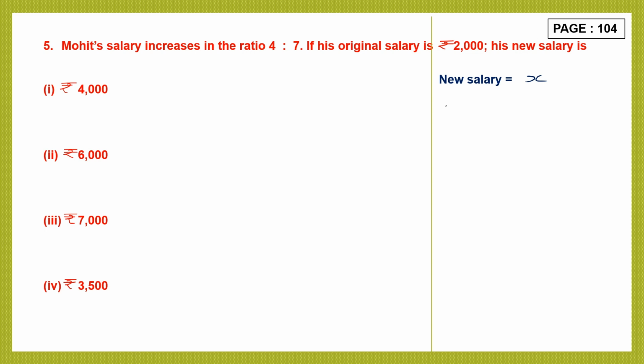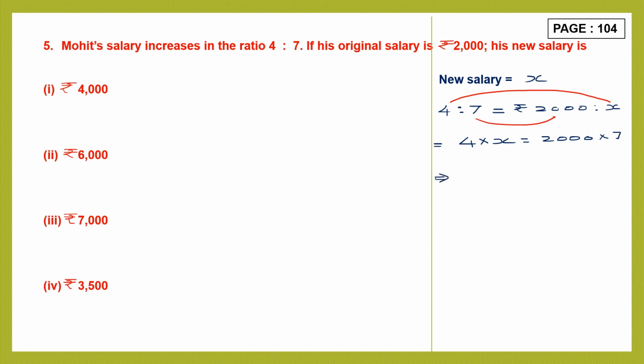So if we have to write this as a proportion, the first ratio is 4 is to 7, where 4 will represent the old or original salary and 7 is the new salary. So this will be equal to, what is his original salary? 2000 rupees. And what is his new salary? X. We don't know what X is. Now this is in the form of a proportion, isn't it? So here what can we do? We can say product of extremes is equal to product of means. So 4 into X is equal to 2000 into 7.